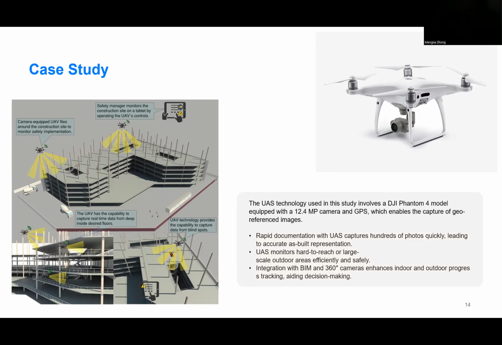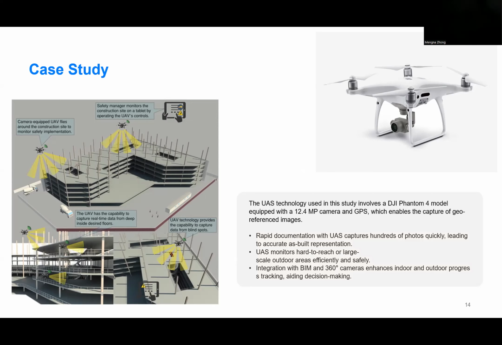UAS allow for rapid documentation of work in progress by capturing hundreds or thousands of photographs from different angles quickly. This data collection is really efficient, so it gives a more accurate and complete picture of the construction site. Using UAS facilitates the monitoring of hard-to-reach or large outdoor areas, which would be time-consuming and potentially unsafe for manual inspection.